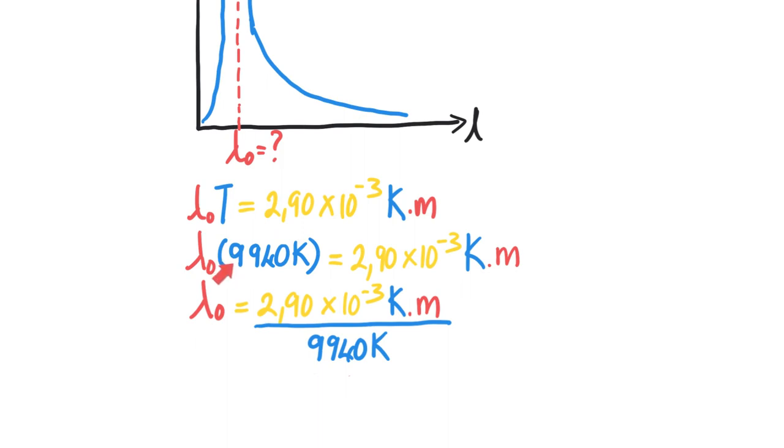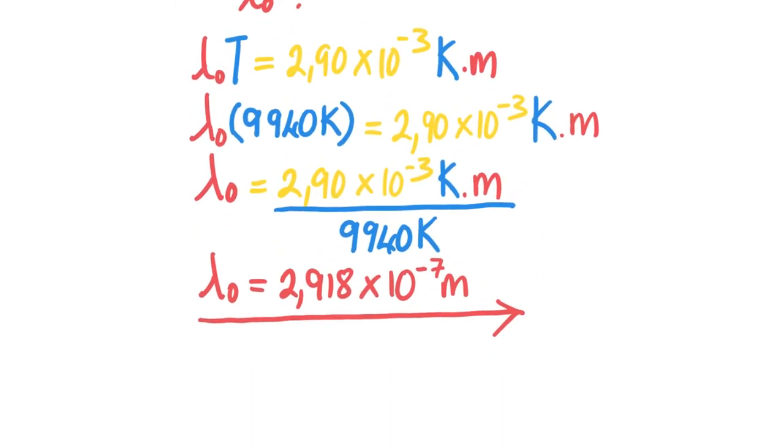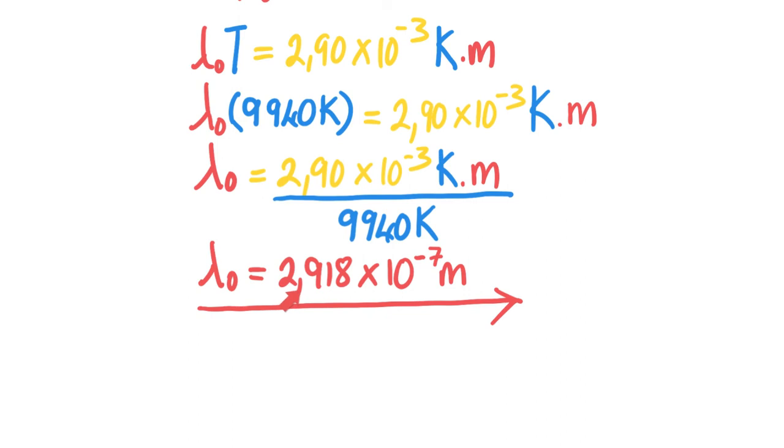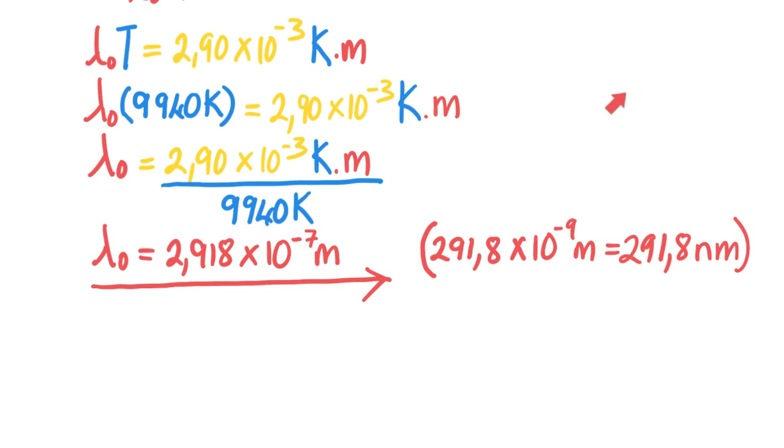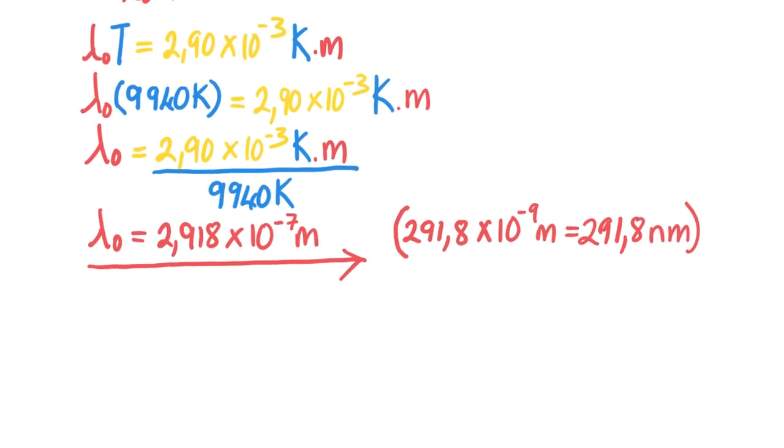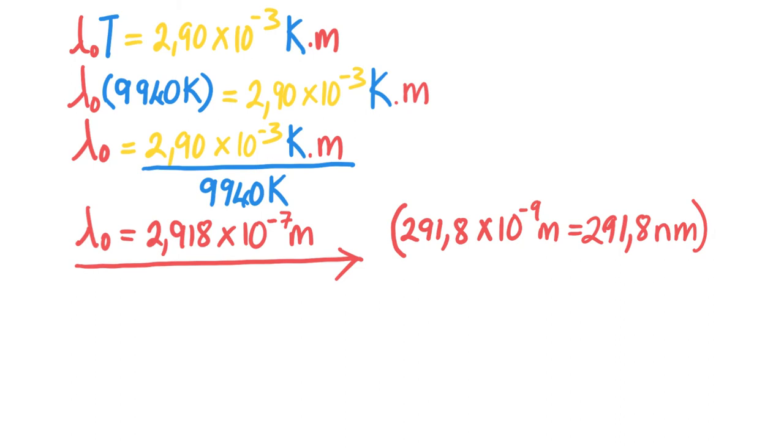We now divide both sides by 9,940 Kelvin to make lambda 0 the subject of the formula, and we get that lambda 0 equals 2,90 times 10 to the negative 3 Kelvin meters over 9940 Kelvin. You're going to see that the Kelvin cancels top and bottom, giving us that lambda 0 equals 2,918 times 10 to the negative 7 meters. We can also write this as 291,8 times 10 to the negative 9. So what we've done is move the comma 2 places to the right, which means we must subtract by 2 in the index.